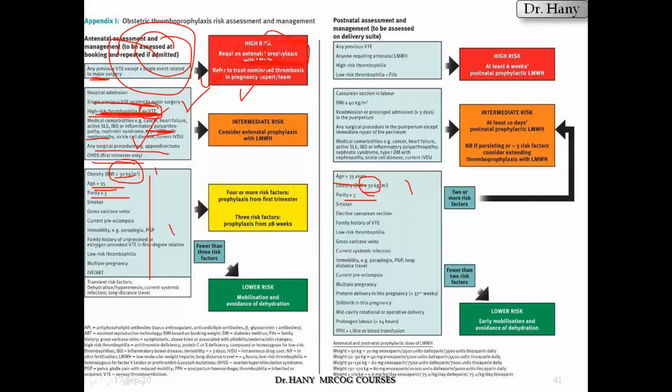Family history of unprovoked or estrogen-related VTE in a first-degree relative scores 1. Low risk thrombophilia, which is heterozygous factor V, scores 1. High risk thrombophilia will be here, intermediate. Plus family history, this is an exam trick, I will tell you now. Or plus VTE, this is an exam trick. Low risk thrombophilia scores 1. Twins, IVF score 1. If you collect 4, offer antenatal prophylaxis from booking. If you collect 3, offer from 28 weeks.